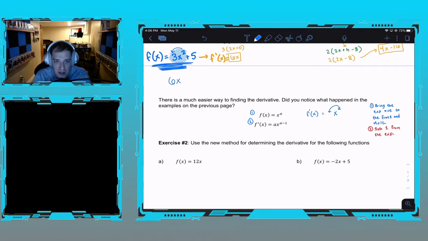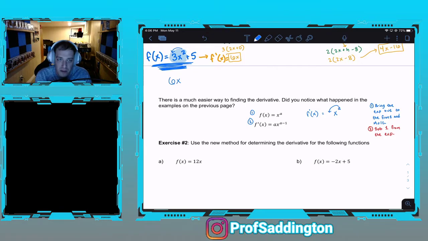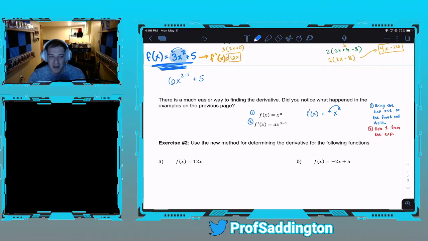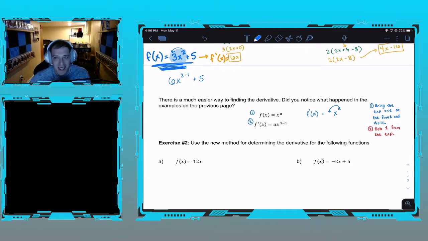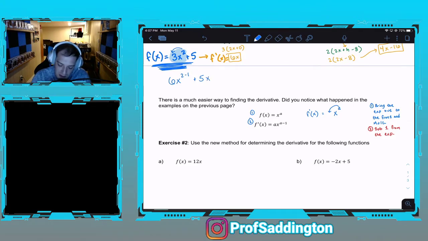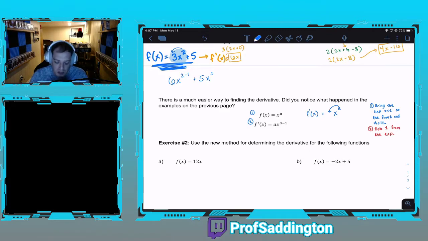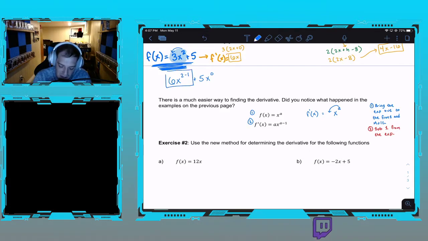And then what it tells us to do is subtract 1 from the exponent. Well, if we were to do 2 minus 1, we're going to be left with 1. And then I'm just going to write the plus 5 because that plus 5 didn't have an x. It technically does. If there's no x's there, we would say the exponent is 0.